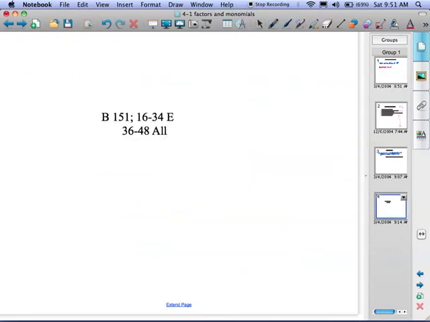Your homework is going to be on page 151, problems 16 through 34, the evens, and then 36 to 48, all the problems. 16 to 34, the evens, requires you to do work with the rules of divisibility, and then 36 to 48 requires you to decide if something is a monomial or not a monomial. Please make sure you copy down all the problems completely.